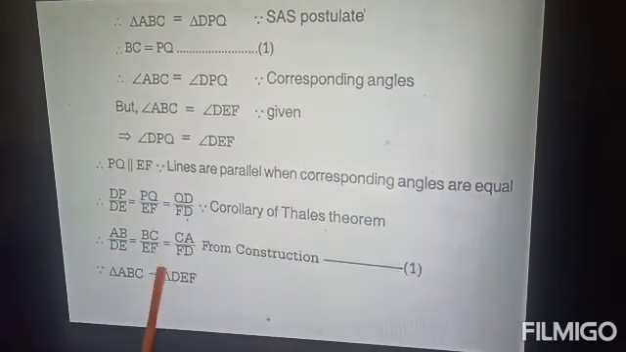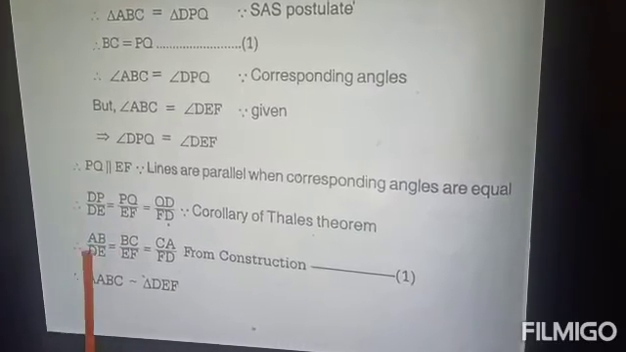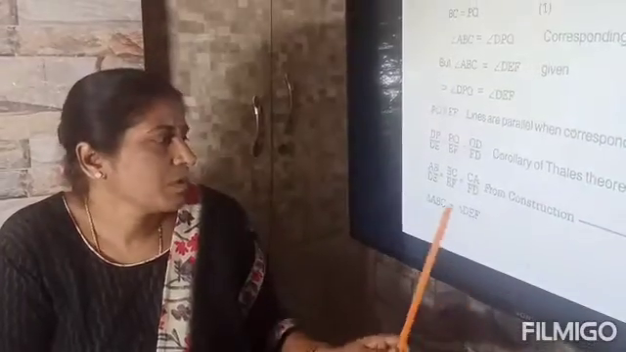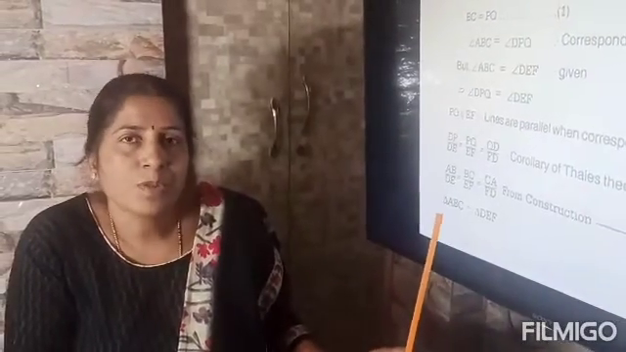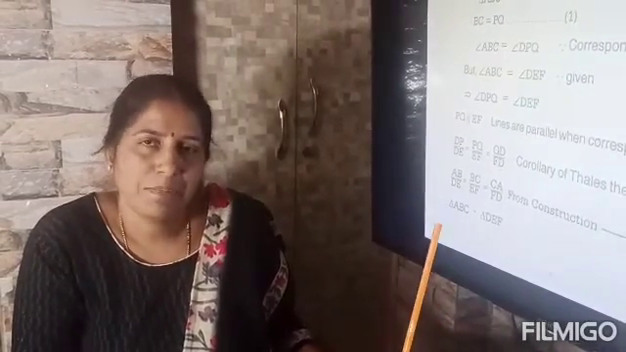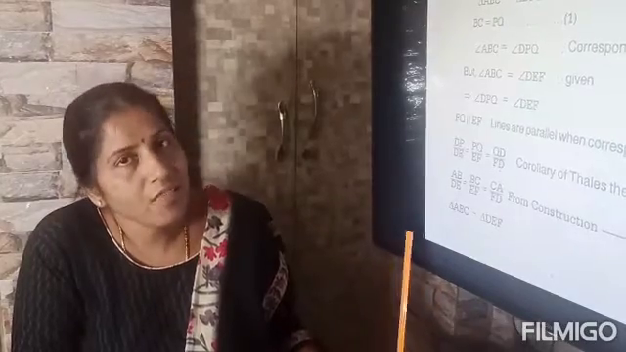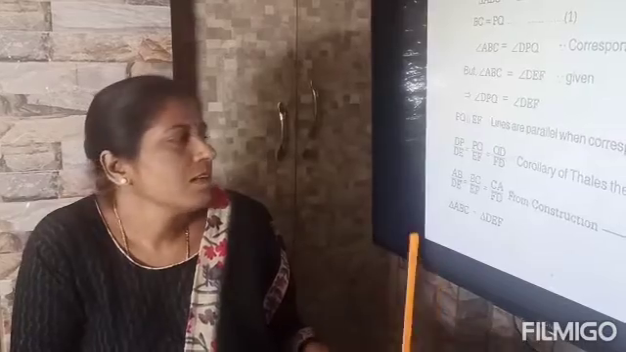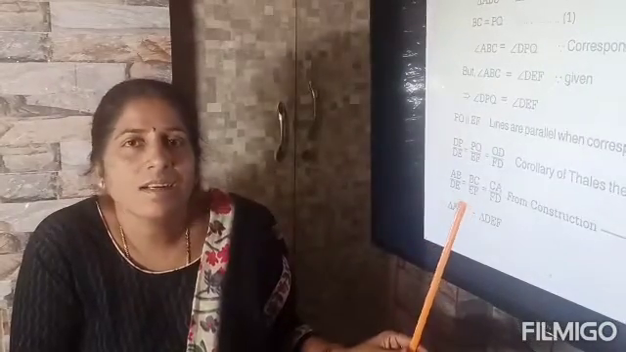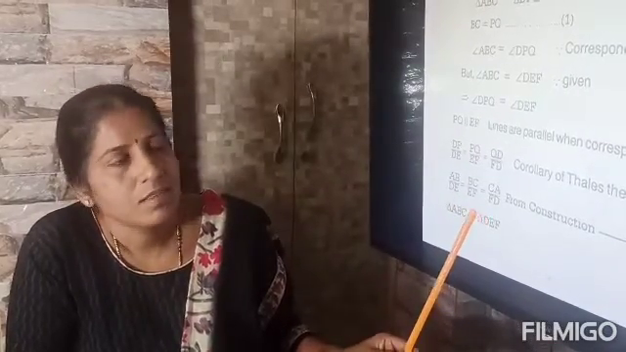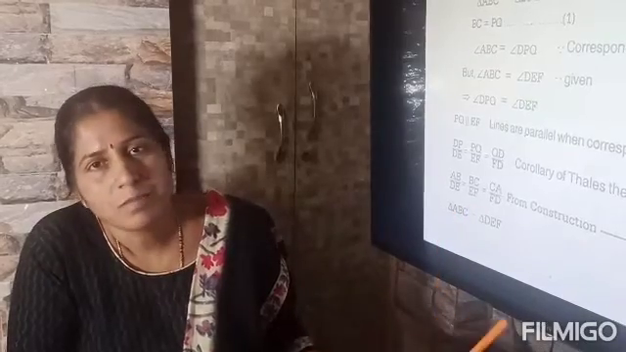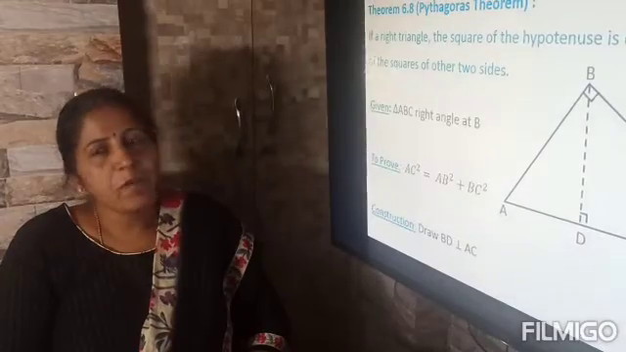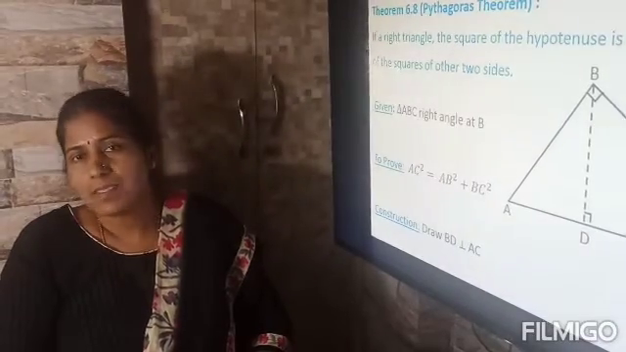Hence, we proved that the corresponding sides are in the same ratio, because those two given triangles are similar triangles, meaning equiangular triangles. If two triangles are equiangular, then their corresponding sides are proportional. Hence proved. Students, next very important theorem, Pythagoras theorem.